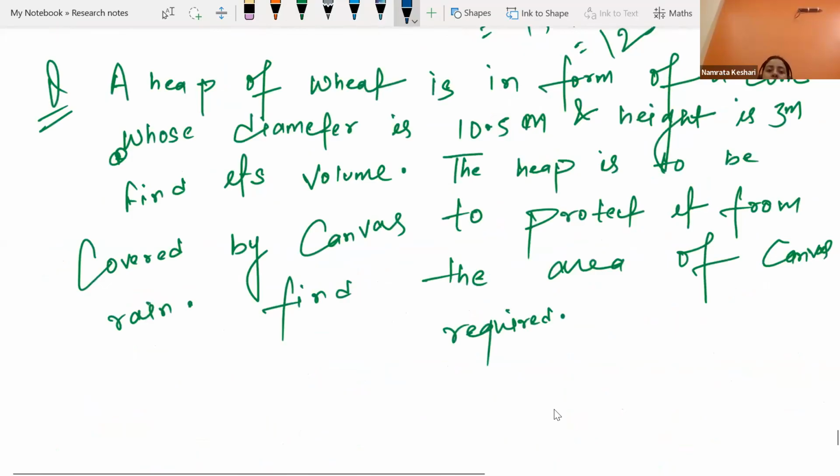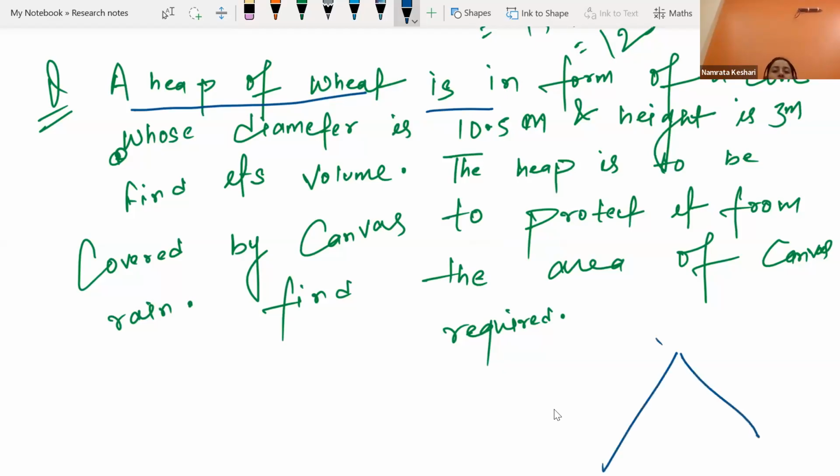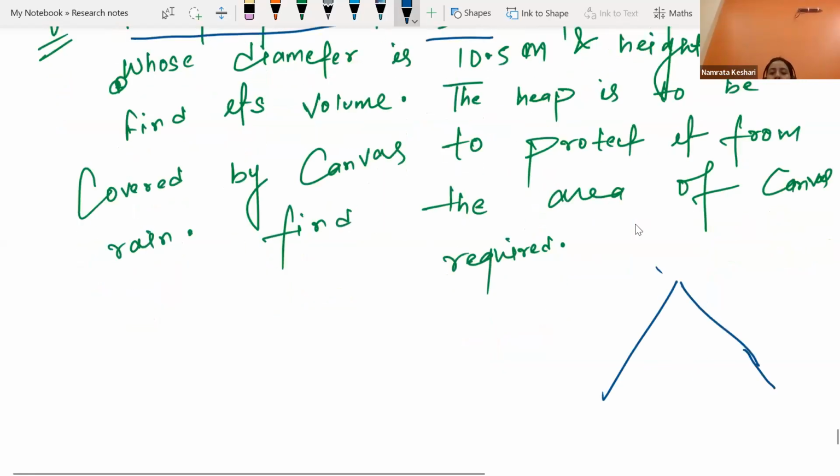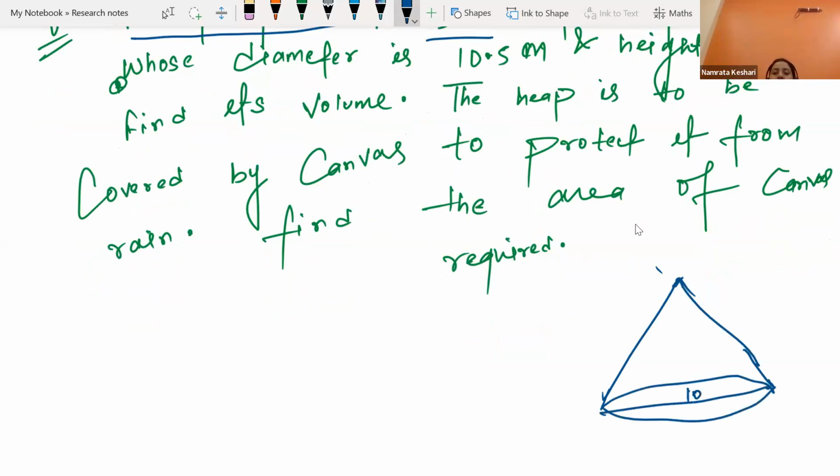A heap of wheat is in the form of a cone. Like you must have seen in the picture, how they cut the wheat and arrange it, that is in the form of a cone. We are having a cone whose diameter of the base is 10.5 meter and height is 3 meter. Find its volume.